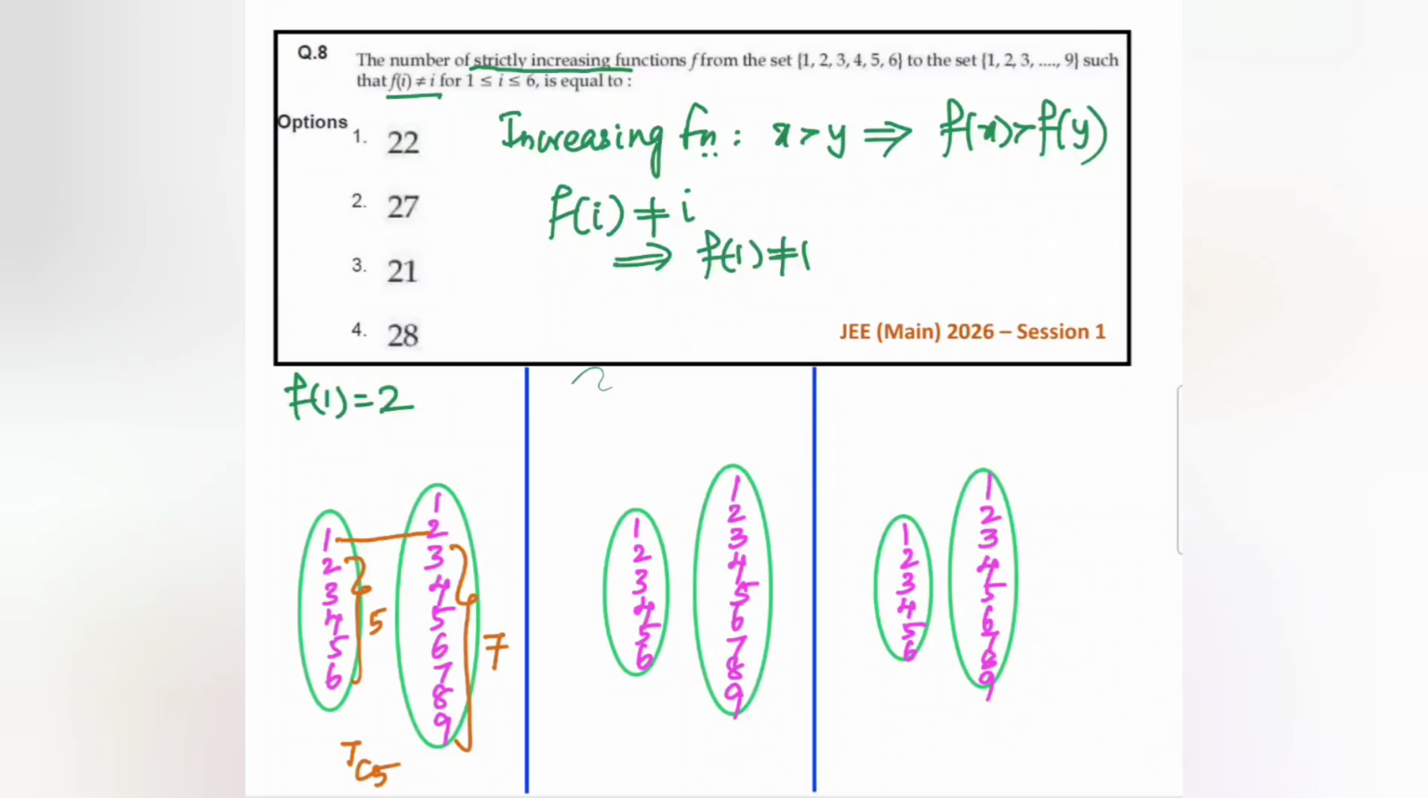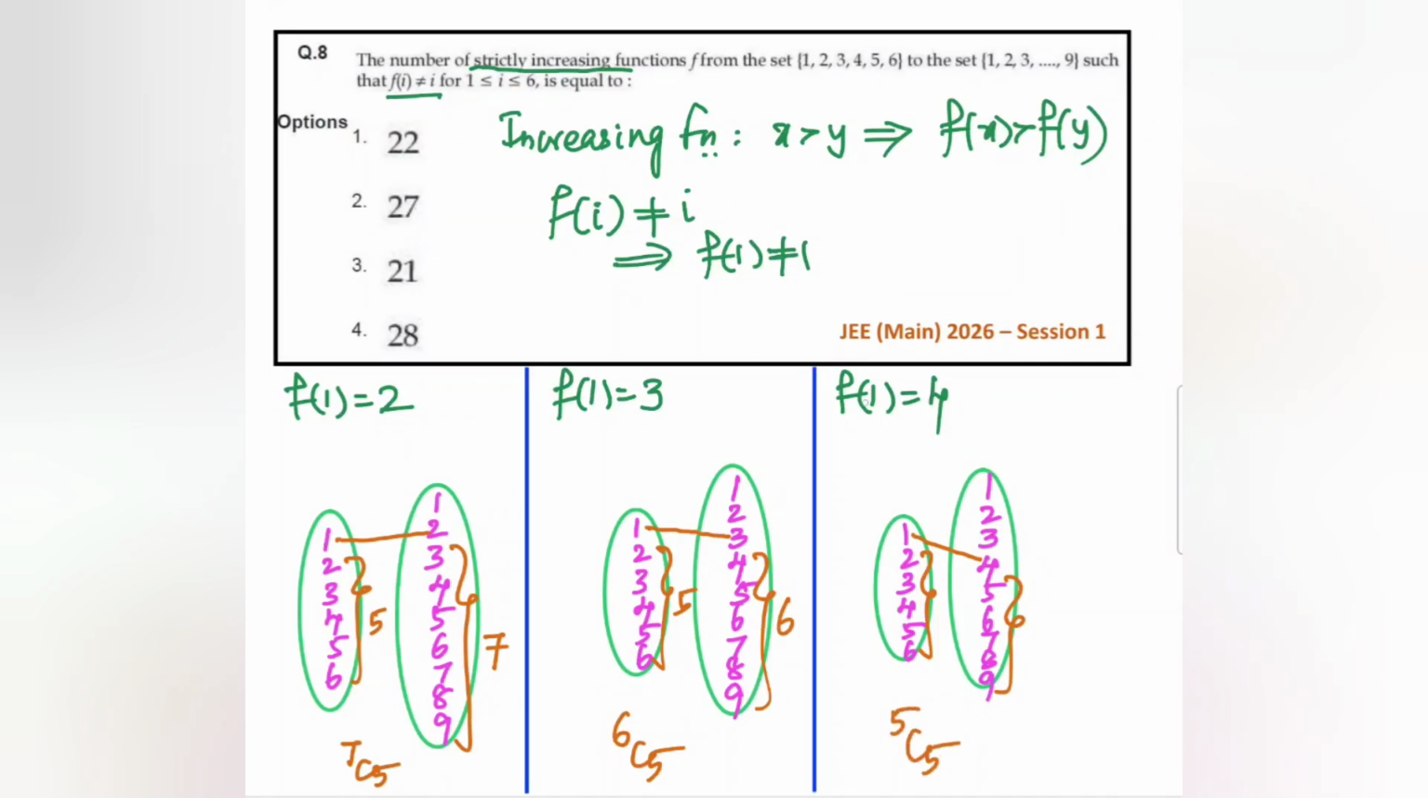Now let us move on to the second case. f(1) is equal to 3. So 1 is mapped to 3. Now here, out of these 6 elements, 1 2 3 4 5 6, we need to choose 5 elements. Once you choose it, again it can be mapped in only one way, so 6C5. Now the next case is f(1) is equal to 4. Suppose I take f(1) as 4, then there are 5 elements here and 5 elements here, so out of these 5 elements I need to choose 5 elements, and they can be mapped in only one way, so that is 5C5.